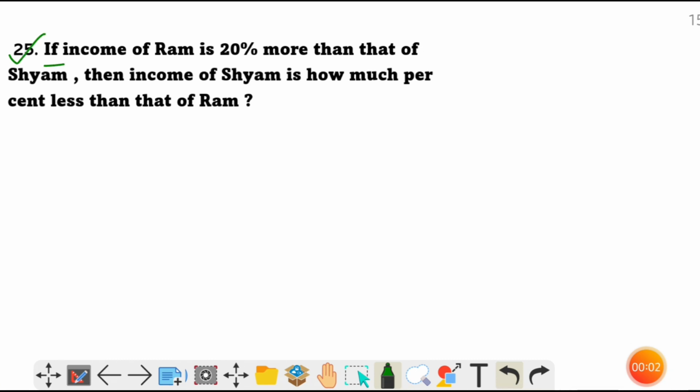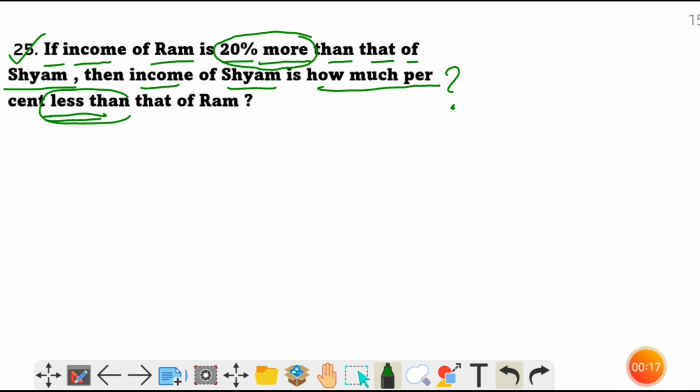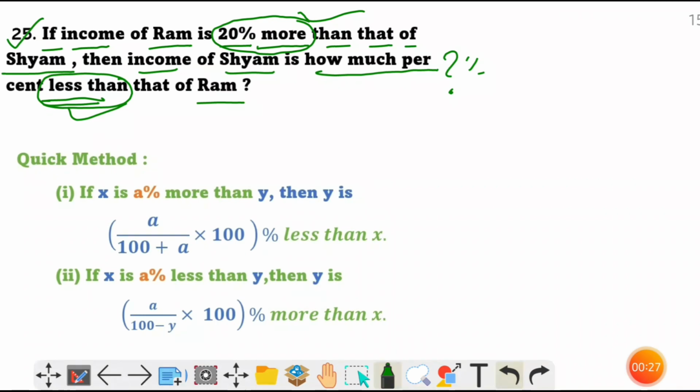Moving on to the next question. If income of Ram is 20% more than that of Shem, here something is 20% more, remember that, then the income of Shem is how much percent less than that of Ram? So here we have to find less than. So in this type of question, we have to use a particular trick or a particular formula.